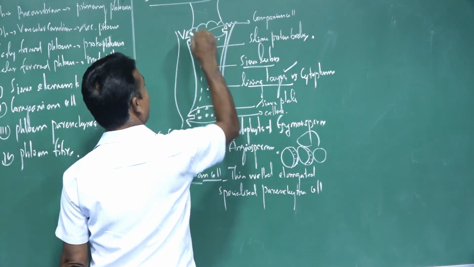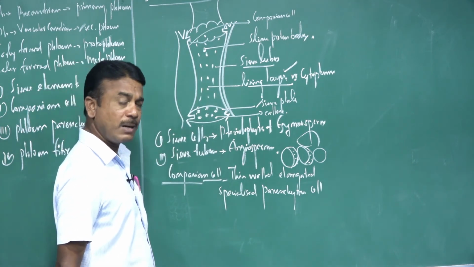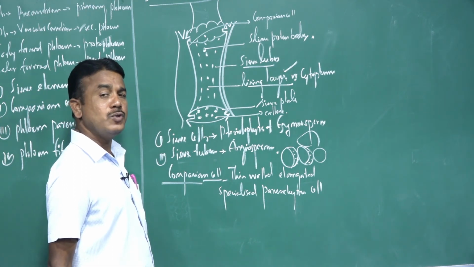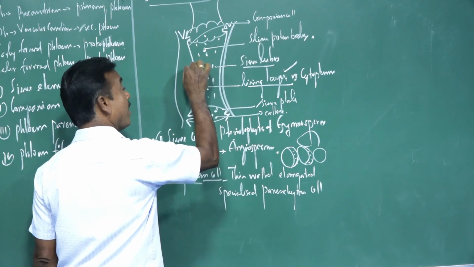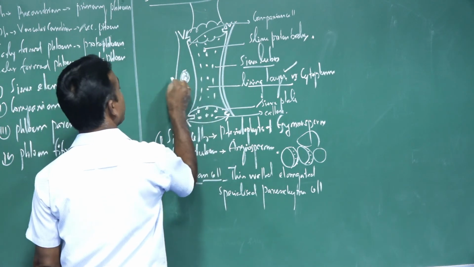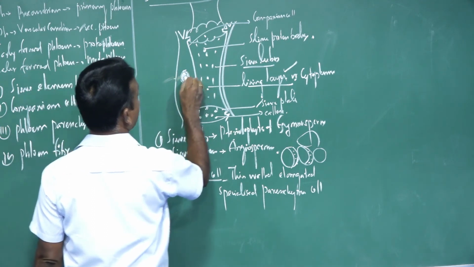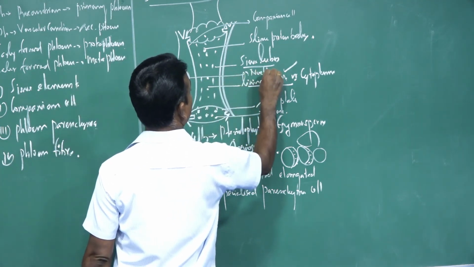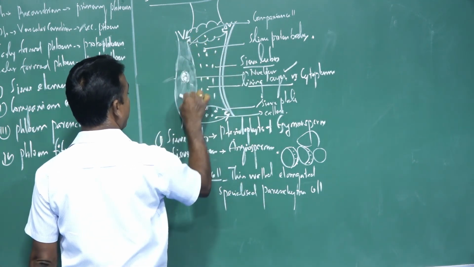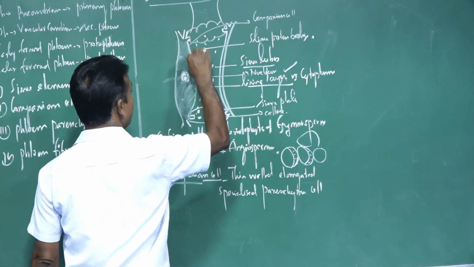The companion cell is in high contrast with the sieve tubes. How is it in contrast? I already indicated: in sieve tubes, the nucleus is absent, but the companion cell has a prominent large nucleus. They also possess dense cytoplasm. That characteristic feature is in high contrast with the sieve tubes.